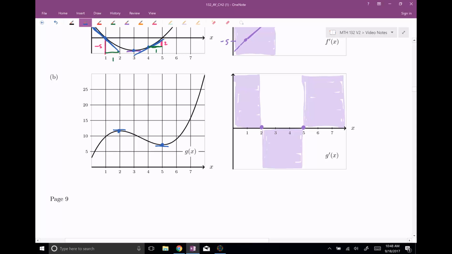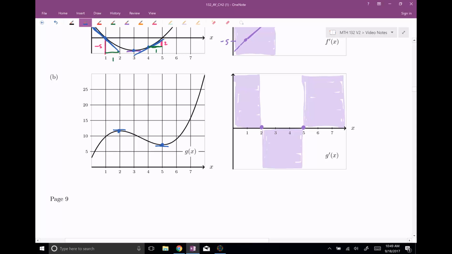Okay, then I went ahead and looked and I said, okay, between 0 and 2, is it increasing or decreasing? And it looks like it's increasing to me, right? As I move from left to right, it seems to get bigger and bigger and bigger. So that means that the slope of an increasing function should be positive, right? So it should be somewhere up here. Then between 2 and 5, it looks like the function's decreasing. It's going down, so it should have a negative derivative or a negative slope.